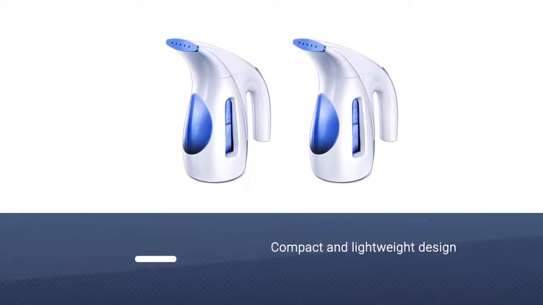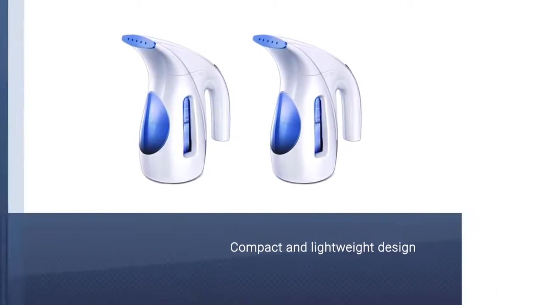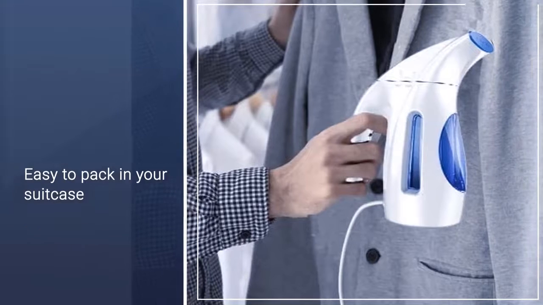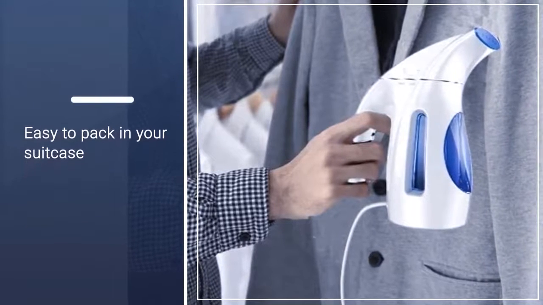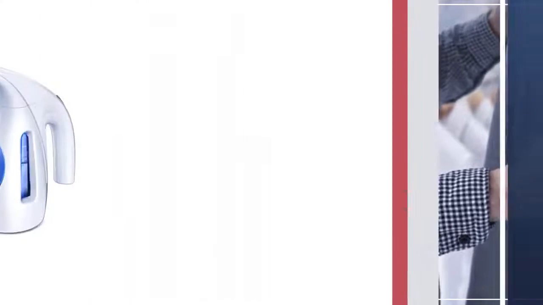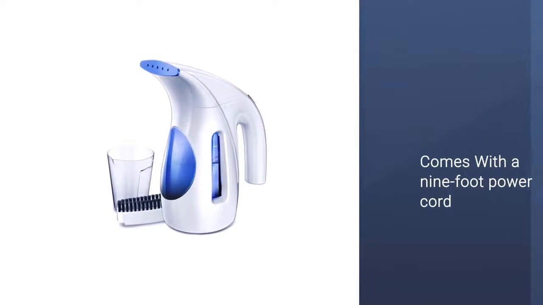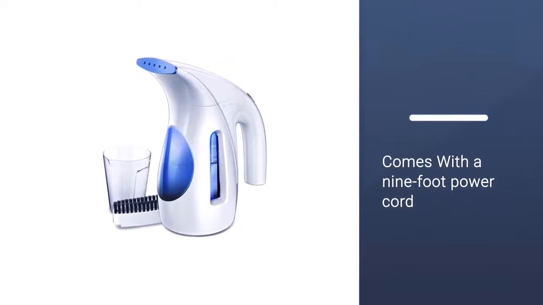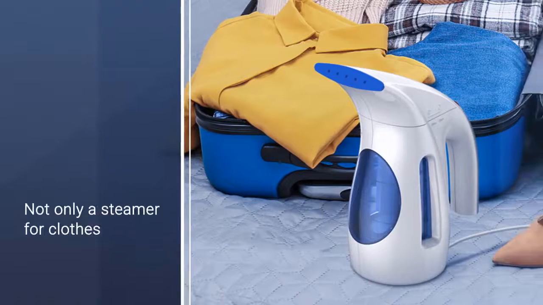and fabrics. The steamer features a compact and lightweight design, making it easy to pack in your suitcase. It can also be used to release wrinkles from a variety of other fabric items. With a 9-foot power cord, you won't need to feel tied down to where the outlets in the room are.